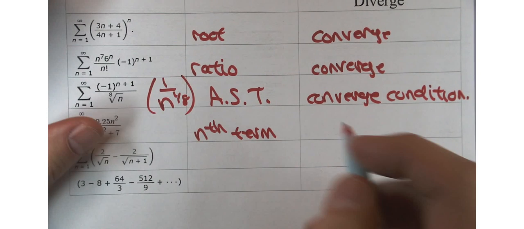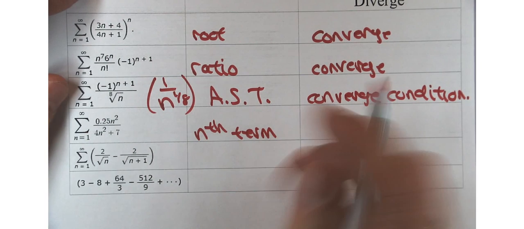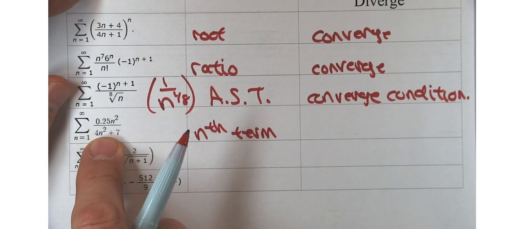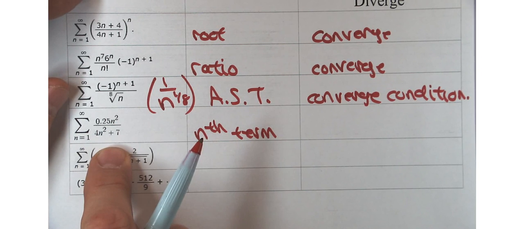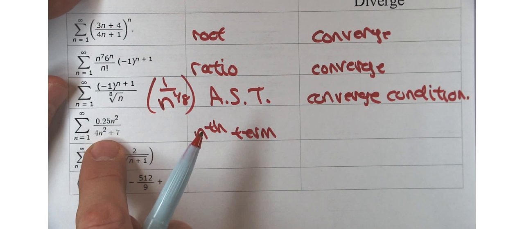Yes, Liz? Now, if the power was higher, like n to the third over n squared, can we still use the nth term test? N to the third over n squared? Yeah. If it was n cubed over n squared, then yeah. Okay.